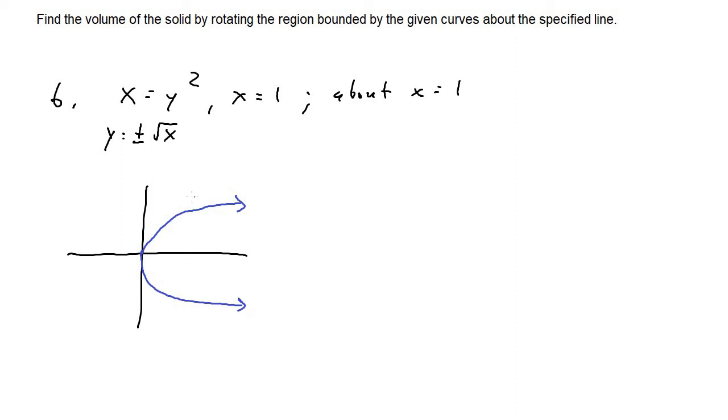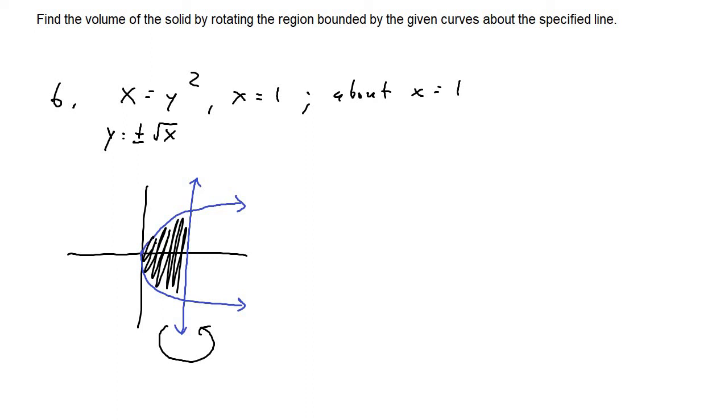And then we have the line x equals 1. So the region being created is right here. And we want to rotate this region about x equals 1. Now realize that there is no space between the axis of rotation and the region itself. So we can use the disk method.